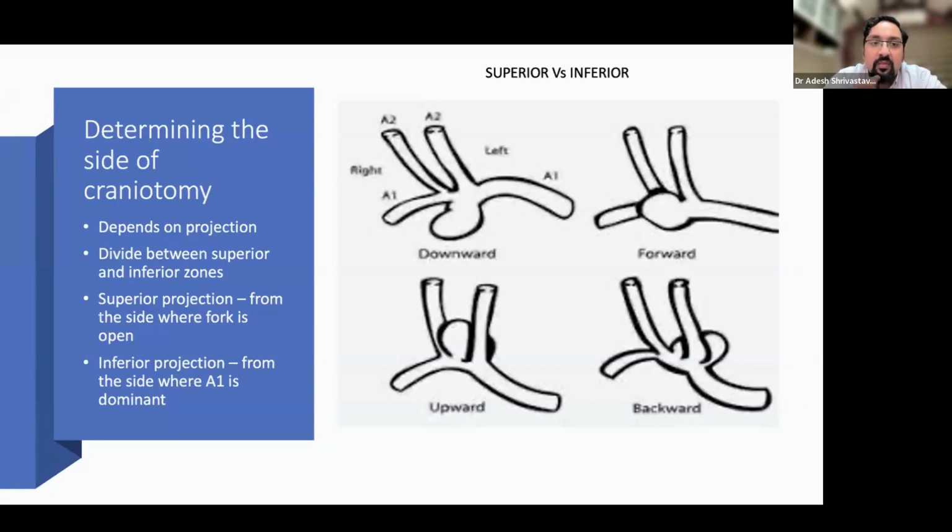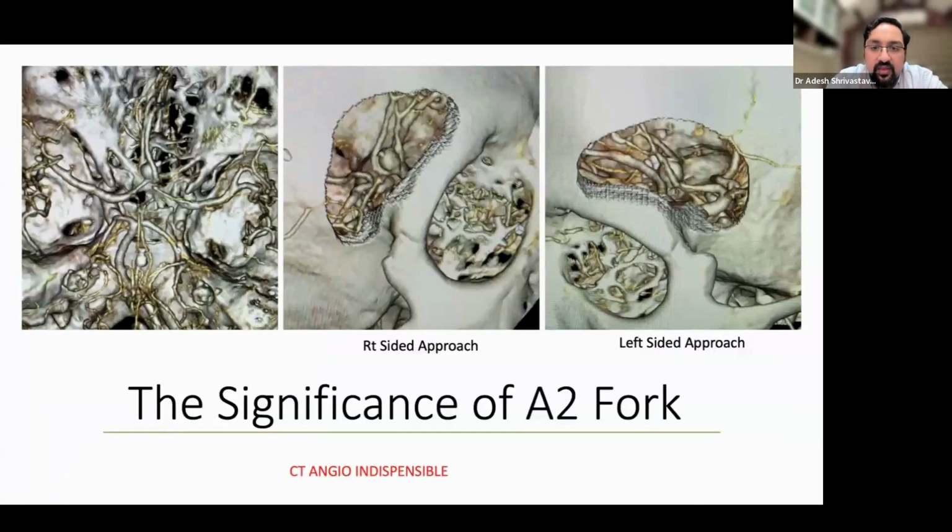So whenever the A2 fork, the A2s are actually touching, you have to go from the side where the A2 fork is open. And the other way around, when the aneurysm is not in relation to the A2s and it is inferiorly towards the inferior side, away from the A2s, then we usually decide from the side where the A1 is dominant in most of the cases. The significance of A2 fork can be seen in this image.